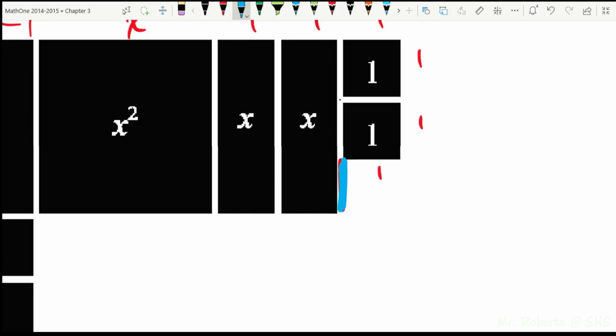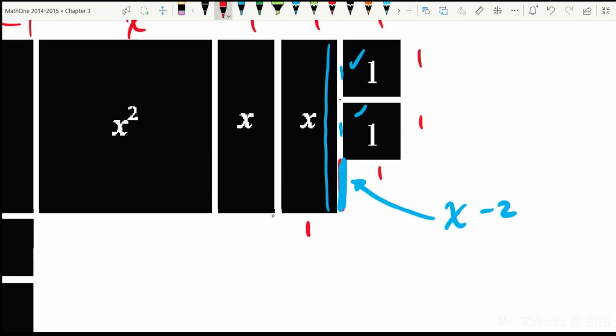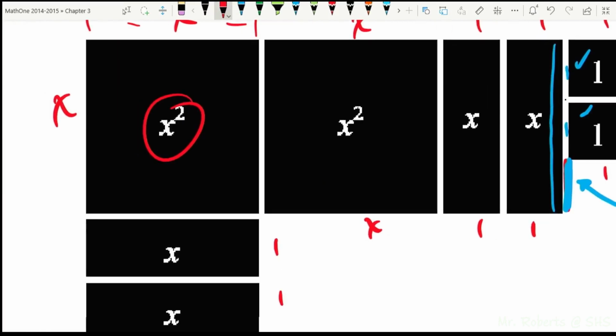That length, if you look at it, there's an x tile touching it. And from that x tile, I'm taking away 1, 2. It's x units long minus a 1 minus a 1. So this is x minus 2 units. That's what this piece is. Then we continue with a 1, a 1. This is an x. That's a 1, that's a 1.